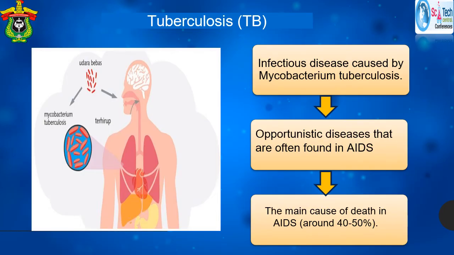TB is an infectious disease caused by Mycobacterium tuberculosis, an opportunistic disease that is often found in AIDS, and the main cause of death in AIDS, around 40 until 50%.